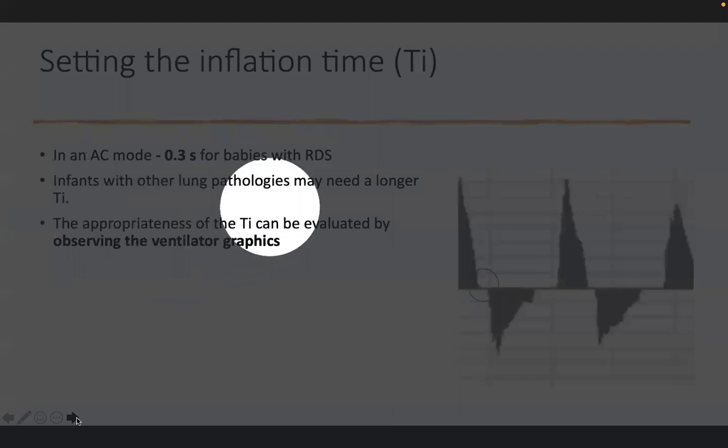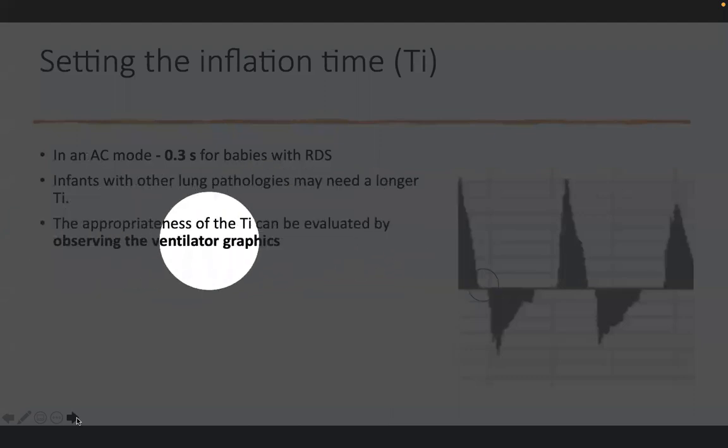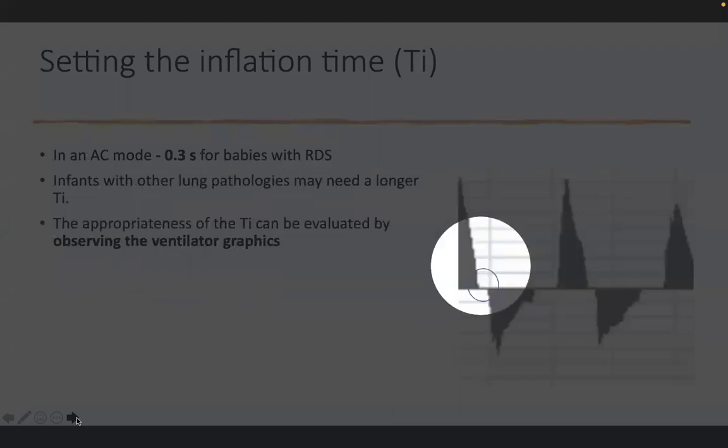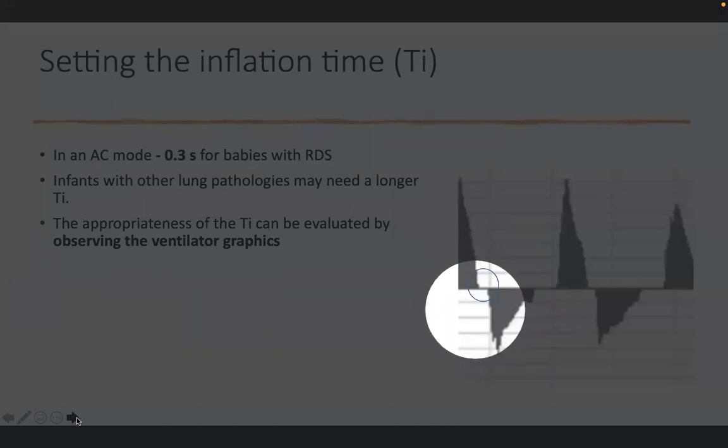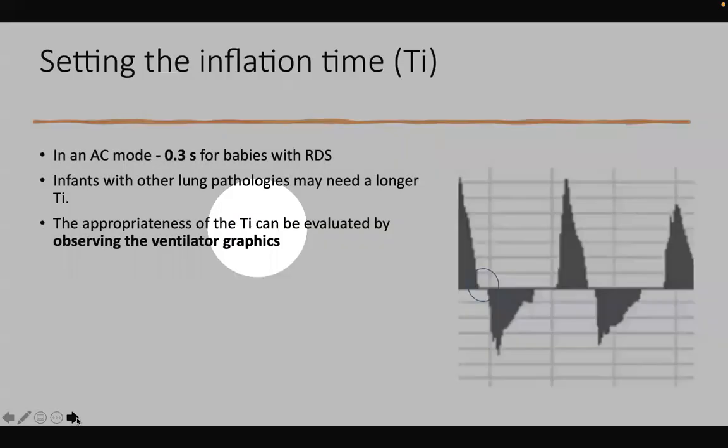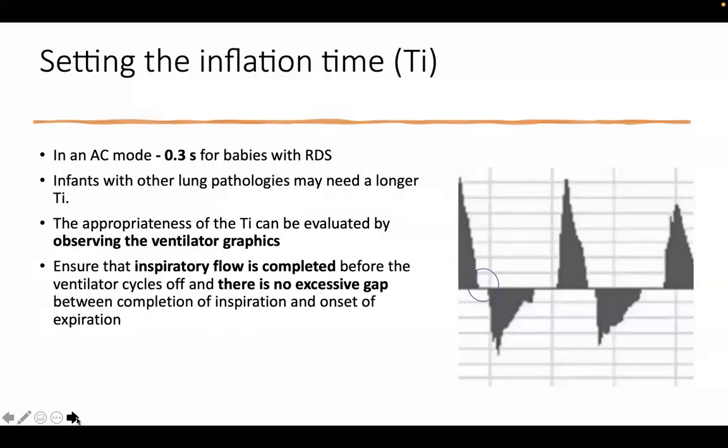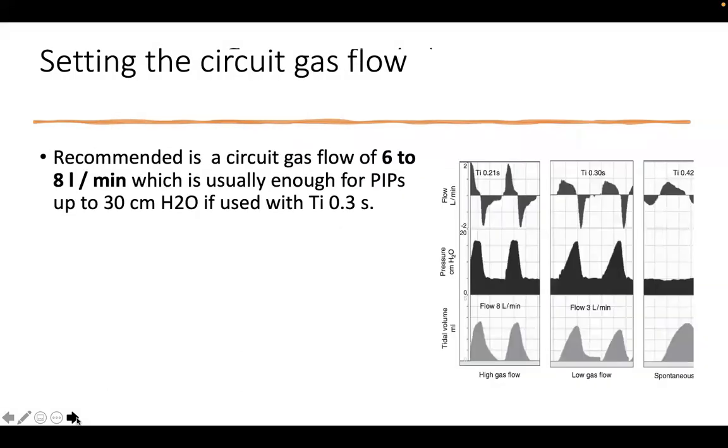The appropriateness of the TI can be evaluated by observing the ventilatory graphics as well. As can be seen from these graphics, there is a gap between the inspiration and the expiration. We should make sure that this gap is not large, and we should adjust the TI according to that. And we should also see that the inflation has ended before the expiration has started. So by looking at the graphics, you can adjust the TI. We should ensure that the inspiratory flow is completed, as I have already mentioned.